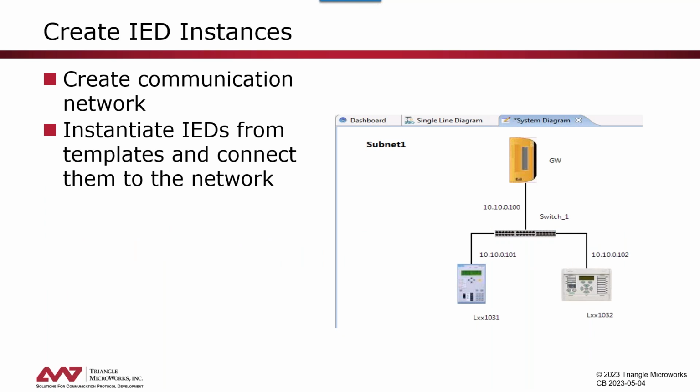So this looks initially something like this. We create a communication network, we create subnets, we instantiate IEDs, we provide unique names to these IEDs, and we also give them addressing information, the IP address, as well as some additional addressing information that we require in the 61850 communication world.